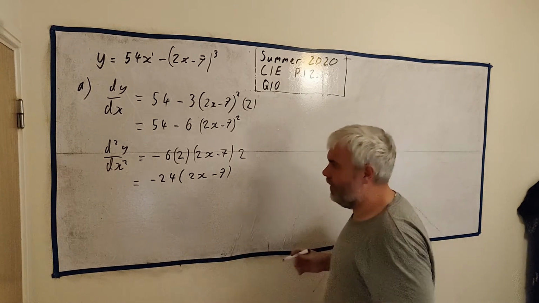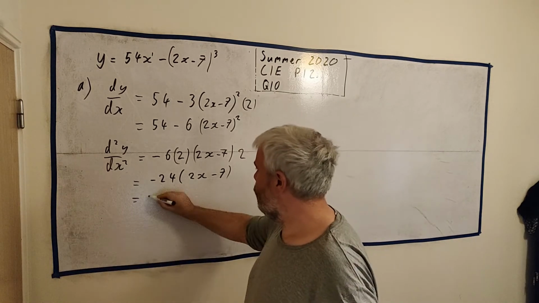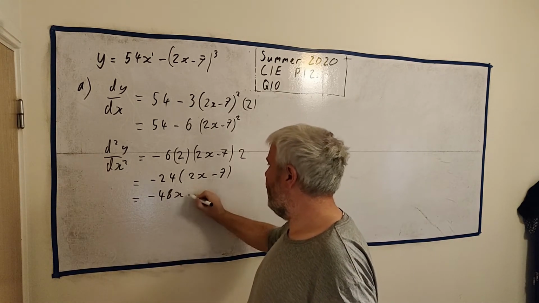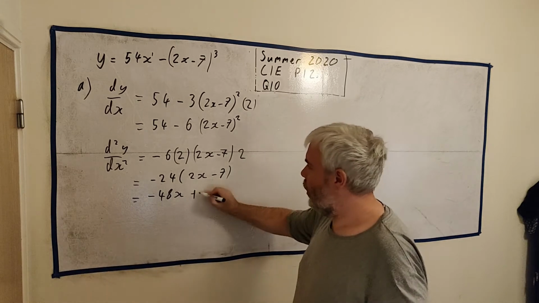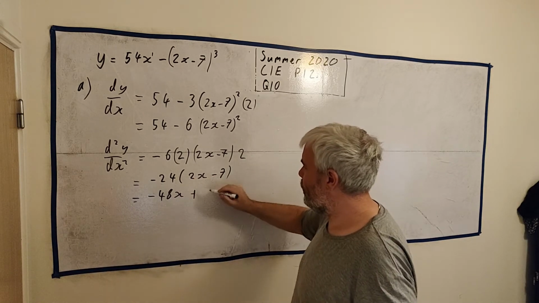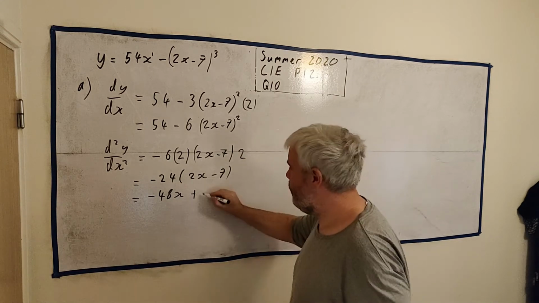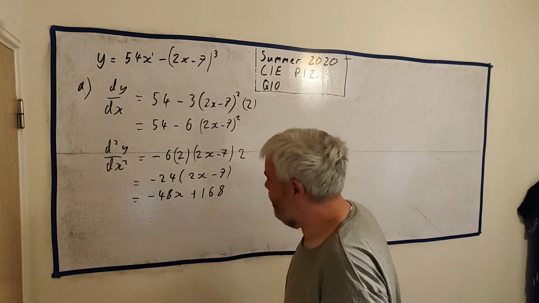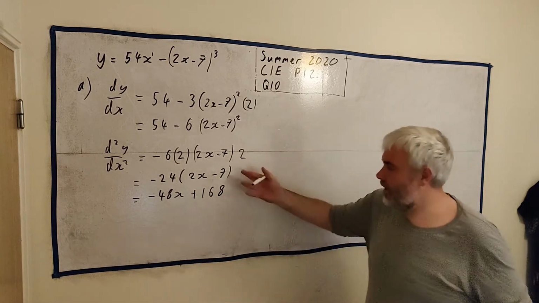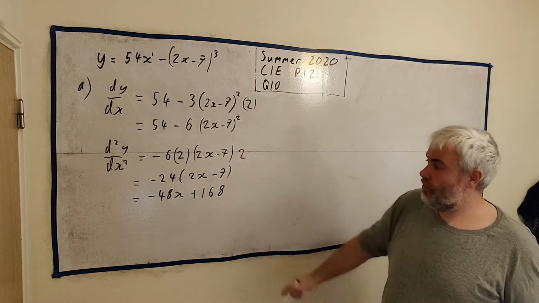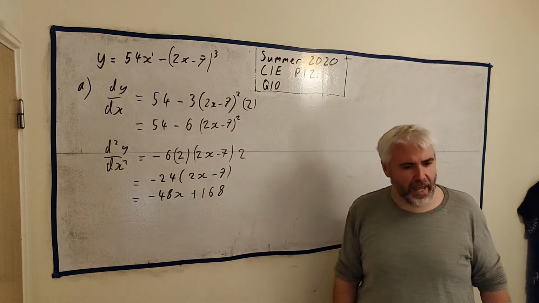You can leave it like that. That'd be perfectly okay. Or you could multiply it out and get minus 48x plus 168, since 24 times 7 is 168. You can leave it like that. Either of these are fine. I'd say this one might be more useful. Okay, so that's part A.